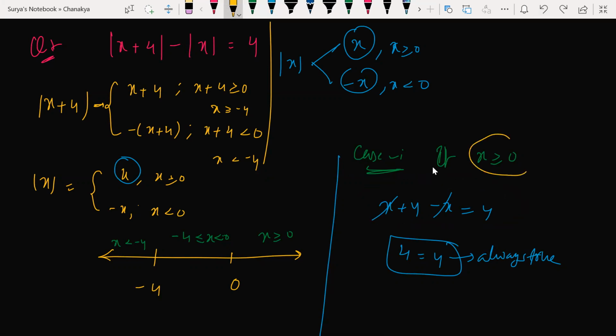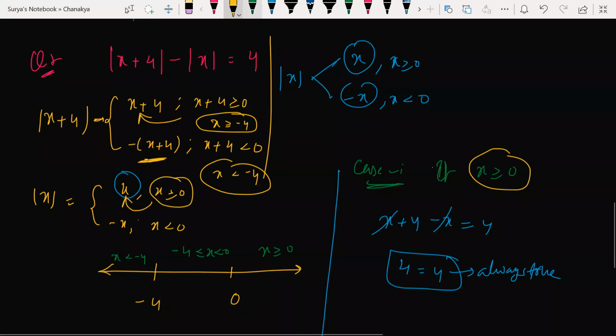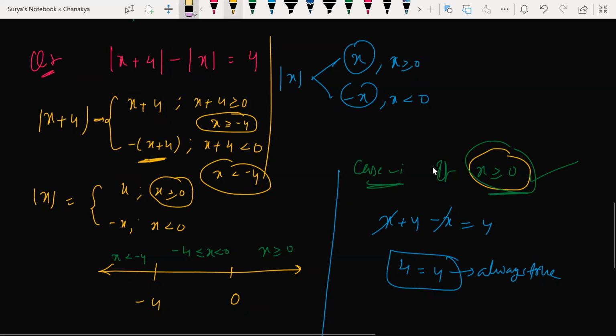Very simple. X greater than or equal to 0. When x is less than minus 4, this is how the function is defined. When x is greater than or equal to minus 4, this is how the function is defined. I'm talking about the case x greater than or equal to 0. In this case, the first function is defined as x plus 4, and the other function is defined as x. So I took x plus 4 minus x. Why minus? Because you have minus here. I just solved that and got 4 equal to 4, which is always true.